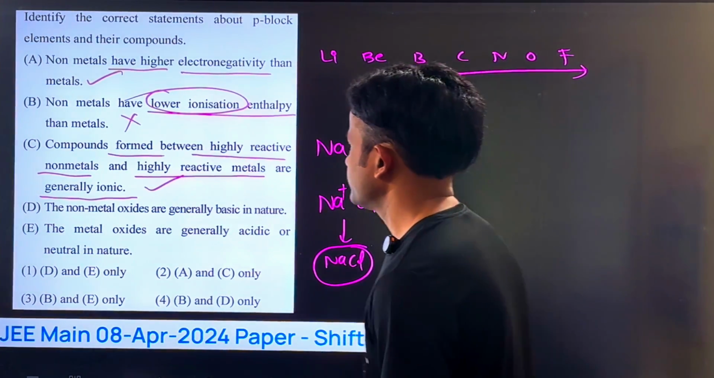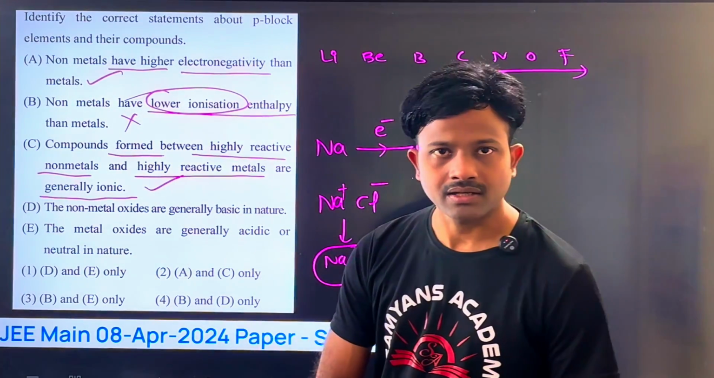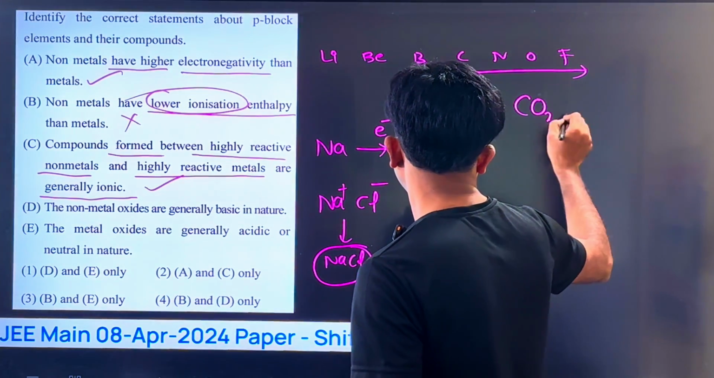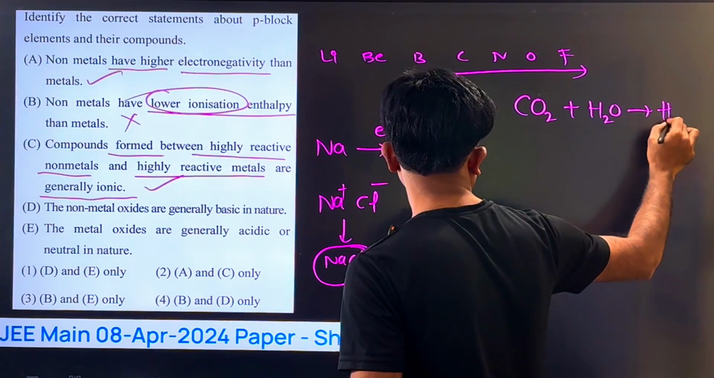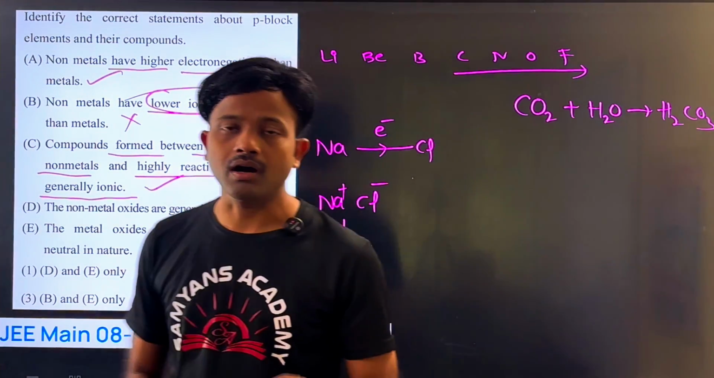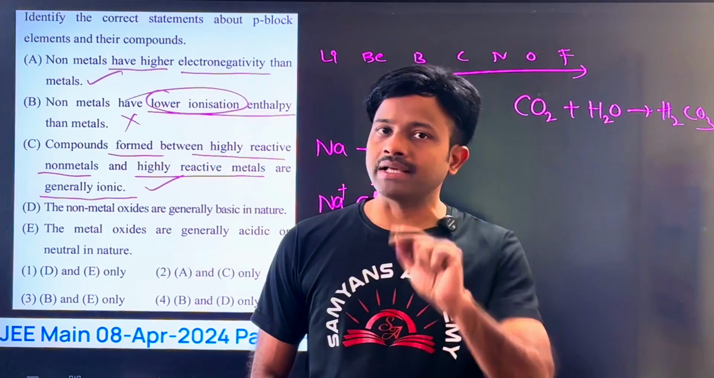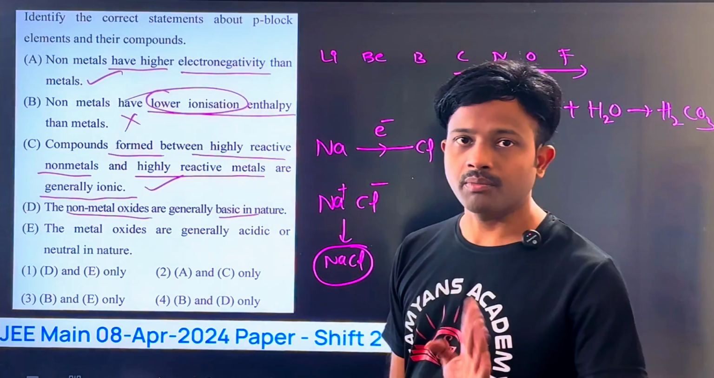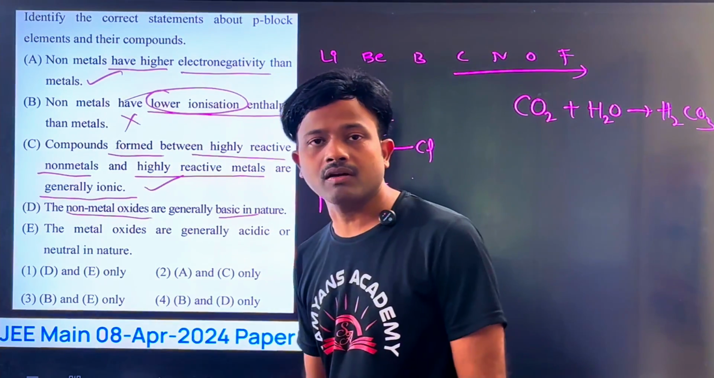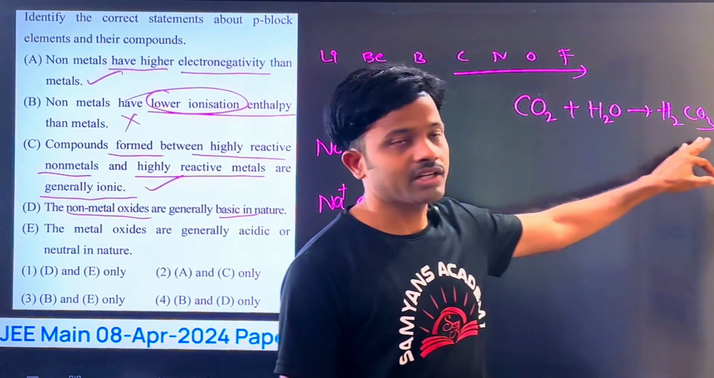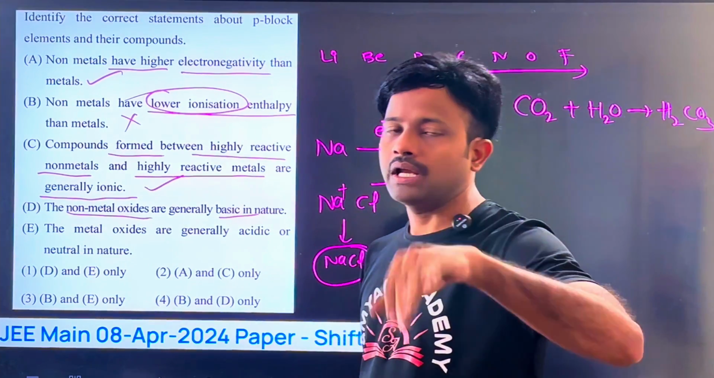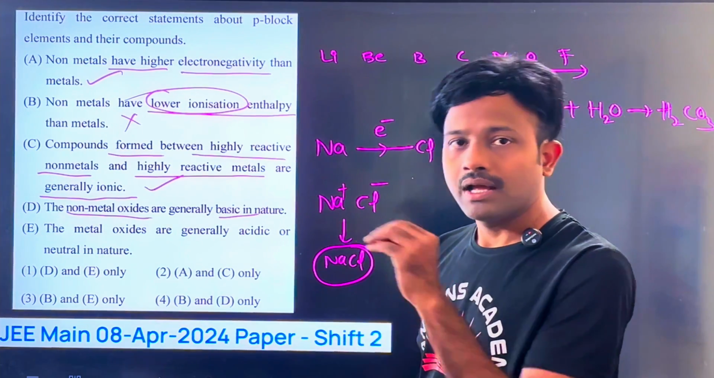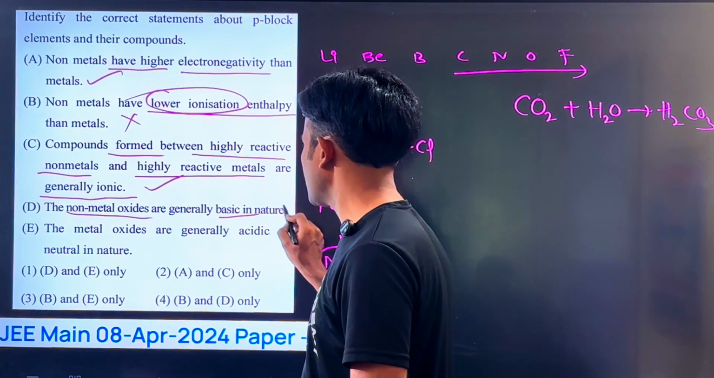Okay, next one, the non-metal oxides are generally basic in nature. Is it correct? Non-metal oxides are not basic in nature. They are acidic in nature. Why? Because if you take carbon dioxide and dissolve it in water, it will form carbonic acid. Non-metal oxides are acidic in nature. Metal oxides are basic in nature, but it is given in the opposite way. Non-metal oxides form corresponding acids after dissolving in water. Sulfur dioxide will form sulfuric acid. Nitrogen dioxide will form nitric acid. Like that, non-metal oxides are acidic oxides, but here it is given as basic in nature, so this is not correct.